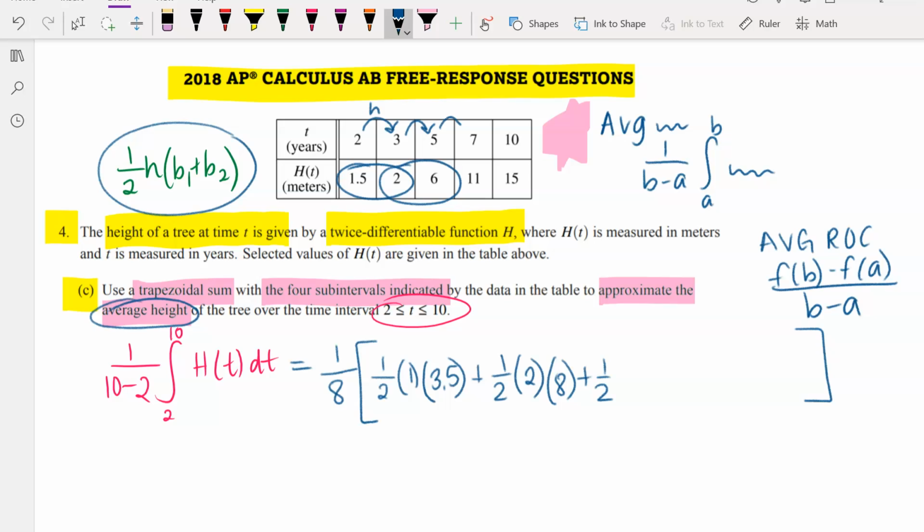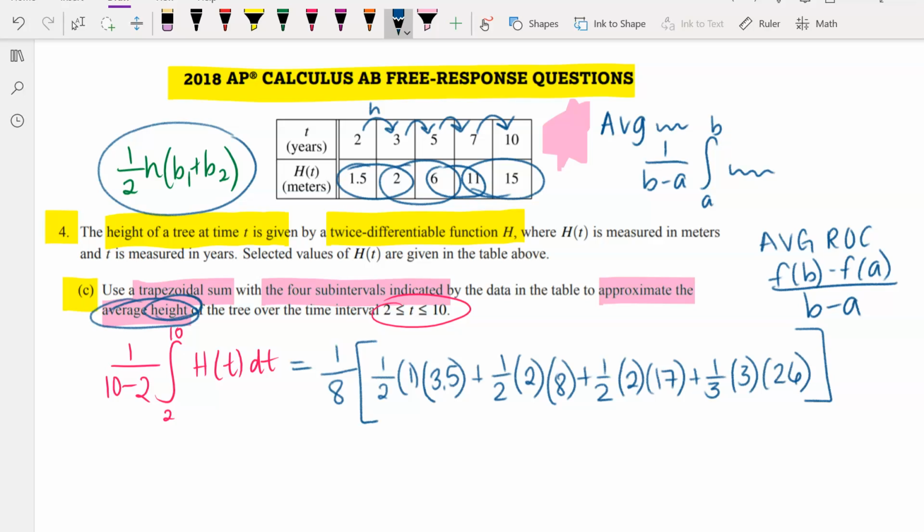Plus 1/2. My time from 5 to 7 is 2 years. 6 plus 11 is 17. And if you're worried about making stupid mistakes, don't add them. Just write 6 plus 11. And then from 7 to 10 is 3 years. So 1/2, 3 times 11 plus 15, which is 26.